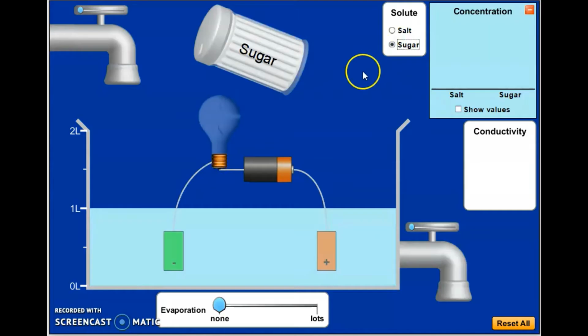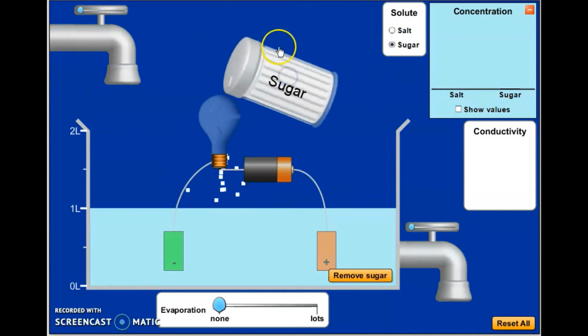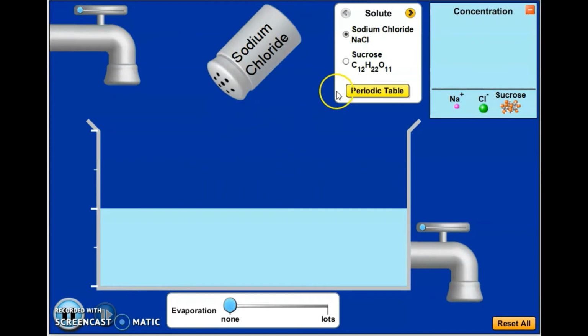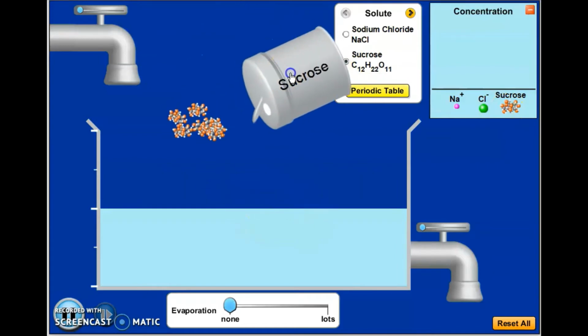So if I try sugar, I pour sugar in. Look at that. No conductivity here. No electricity being conducted. So why is that? Well, let's look at the micro tab and figure it out. So let me change to sucrose, which is just sugar. Look over here. Sucrose is in the form of C12H22O11. That's a molecule. Okay? So a molecule of sucrose looks like this. All right? Let's add some to our regular water. A couple clumps.